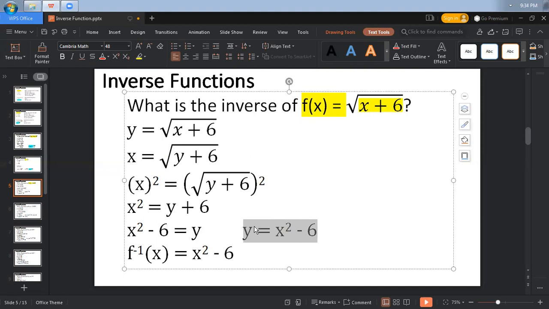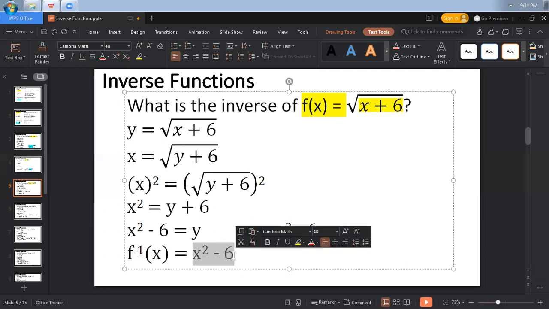So, parang mirror lang, no? Parang ano lang, identity of an equation yan. Now, the final answer is like this. Palitan lang yung y ng f raised to negative 1 at x is equal to x squared minus 6. So, as you can see, yung kanyang inverse ay isang quadratic function.